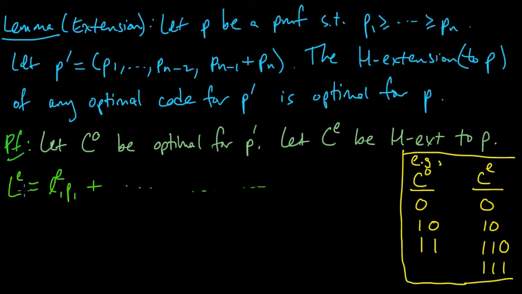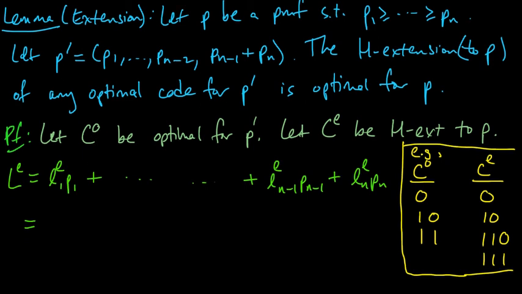So let's denote the lengths of the extension L superscript E. So we have these guys here: L E n minus 1 P n minus 1 plus L E n P n. Remember that the extension has n code words, since the original one, the optimal one, had these n minus 1 code words, since P prime had n minus 1 elements.